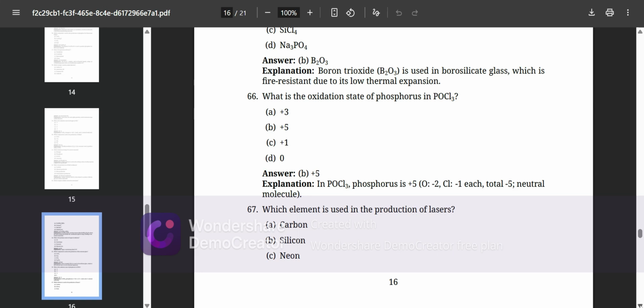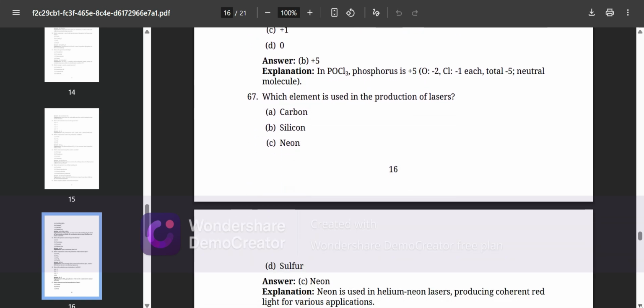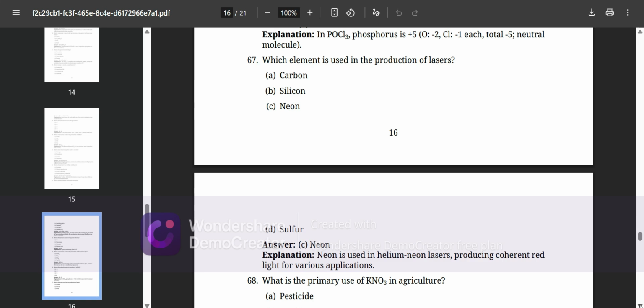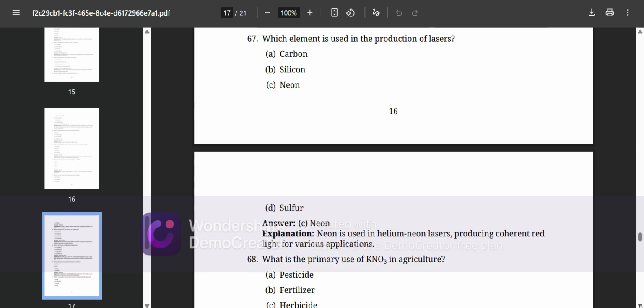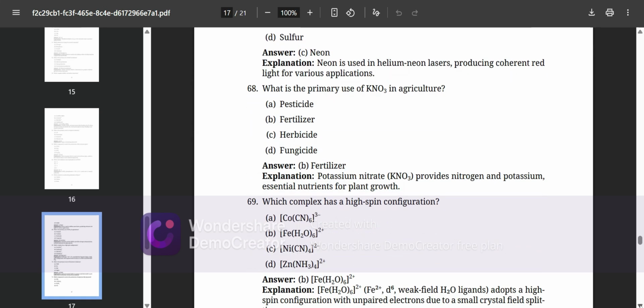Which element is used in the production of lasers? Neon. Neon is used in helium-neon lasers producing coherent red light for various applications. What is the primary use of KNO3 in agriculture? Fertilizer. Potassium nitrate, KNO3, provides nitrogen and potassium, essential nutrients for plant growth.